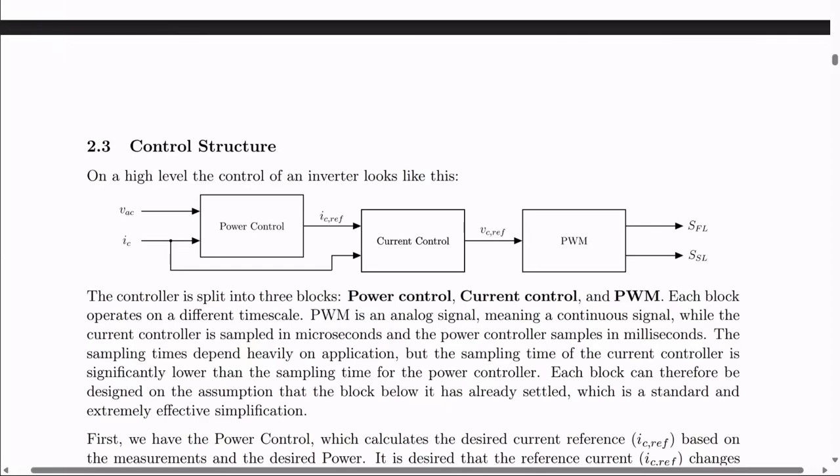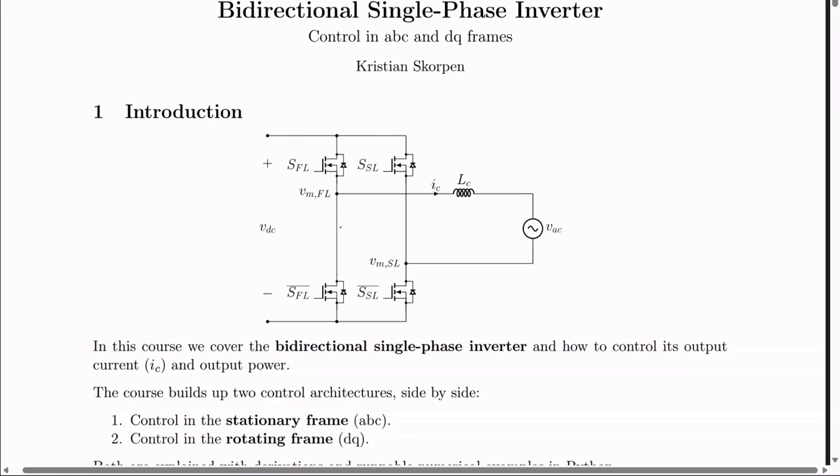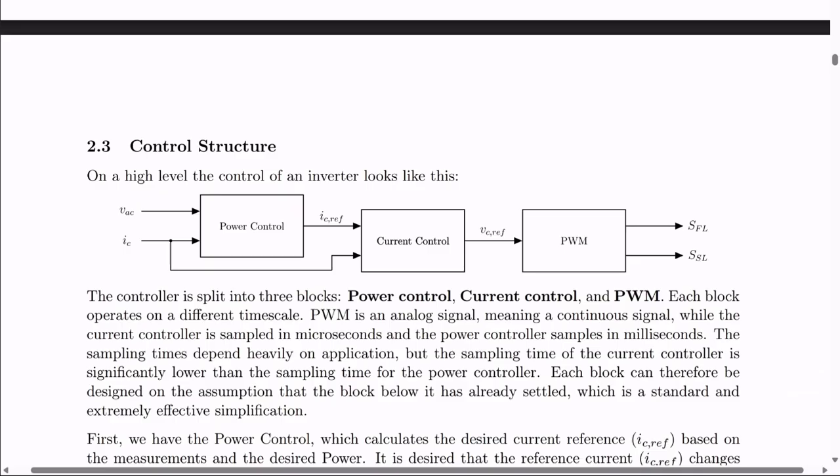In this video, I will show you the control structure for an inverter. So this is the inverter that we will be looking at. We have one fast leg, which is controlled by a gate signal, and then a slow leg, which is controlled by another gate signal. So we can actually determine the voltage that this inverter generates by choosing the gate signals. So you can see that this is the control structure.